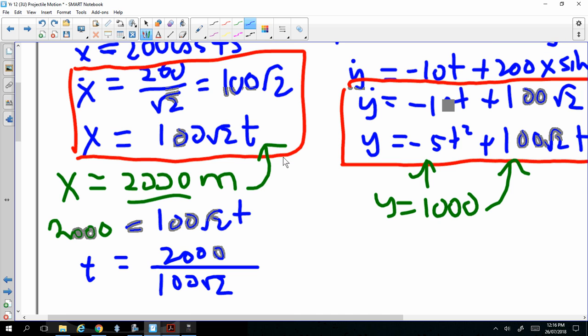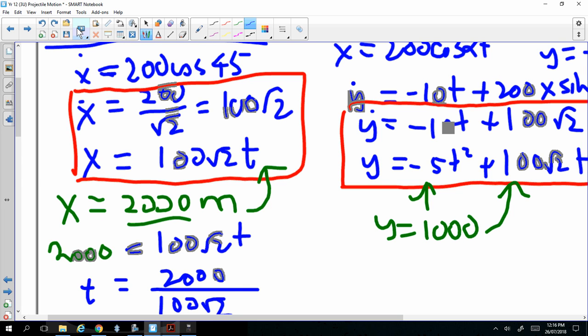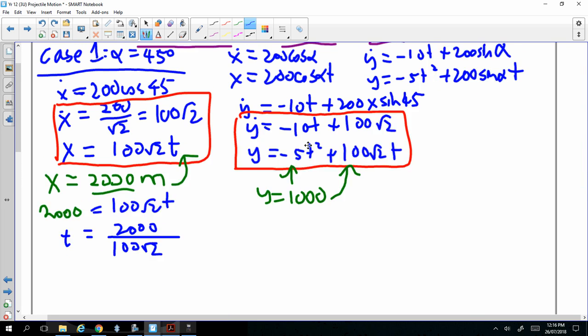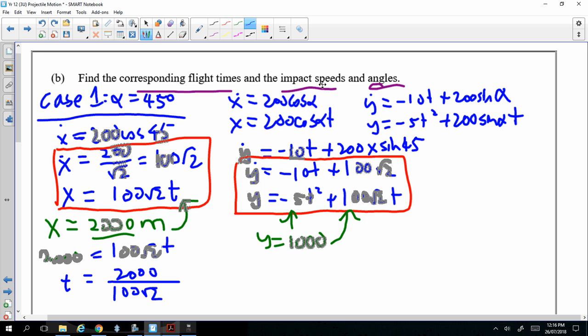Not necessary, because the reason I wrote it, I need to find the impact speed. And to find the impact speed, you have to go y dot. You have to do that. That's why I write both. And then also for the angle, you have to go tan inverse of y dot over x dot equal to theta. Okay, so we'll use it later on. So we'll just prepare ourselves for the later part of the question.